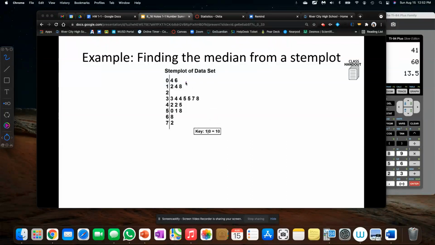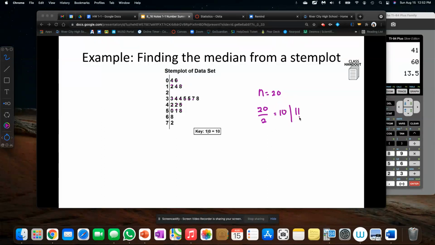So just like before, we're going to count the total number of data, 1, 2, 3, 4, 5, 6, 7, 8, 9, 10, 11, 12, 13, 14, 15, 16, 17, 18, 19, 20. And then we're going to divide by 2, which is 10. That means our middle point is going to be between 10 and 11. So when it's a whole number, you know that your middle point is going to be between two numbers. When you get a decimal, like 13.5, that would mean the 14th point would be the median.